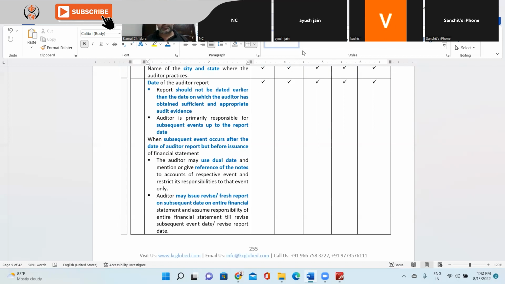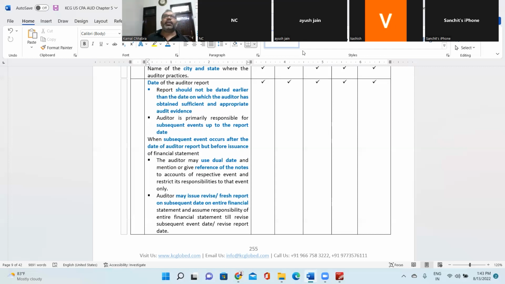Second is, the auditor is primarily responsible for subsequent events up to the report release date. What is a subsequent event? Events post balance sheet date. Yes. Balance sheet date to report release date. For example, your year end is December. That means 1st January, and your report release is, let's say, 28th of February. So 1st January to 28th February is the subsequent period in which any material event that occurs, which may impact the financial statements of the previous year, is called a subsequent event. And it is the responsibility of the auditor to test those subsequent events. Make sense?